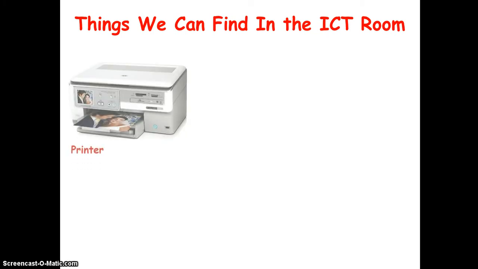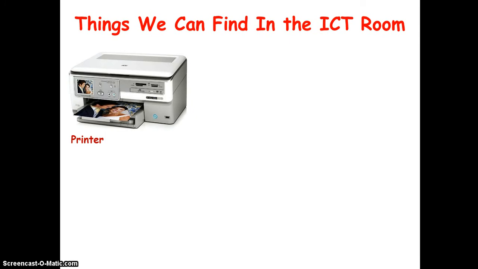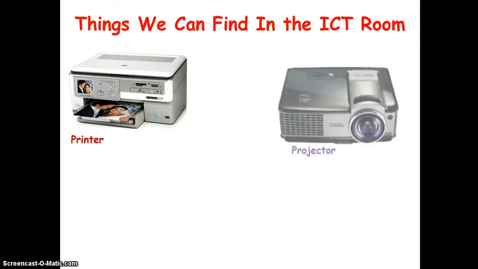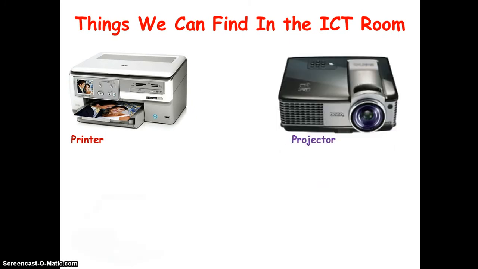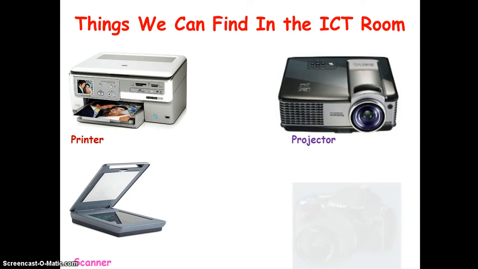Now let's quickly look at some things we can find in the ICT room. That is also the computer room. Now in the ICT room, we can find the printer, we can find the projector, the scanner, camera, and of course we can find the computer. Now the picture you're seeing over there is a picture of a desktop computer. In the subsequent class, we'll be looking at different types of computer. We have the laptop and all that.